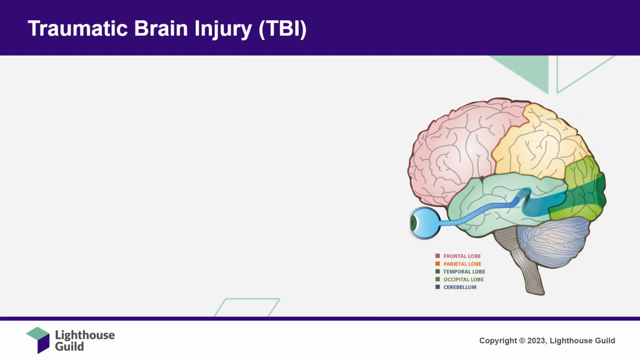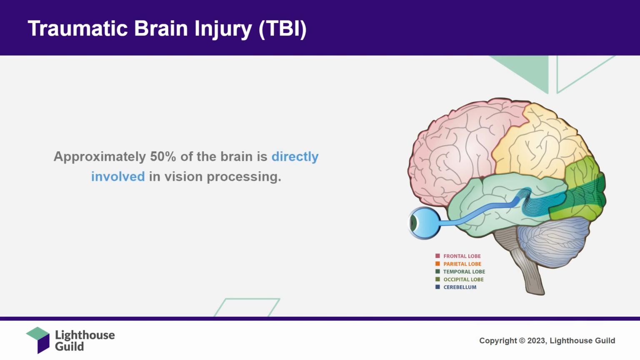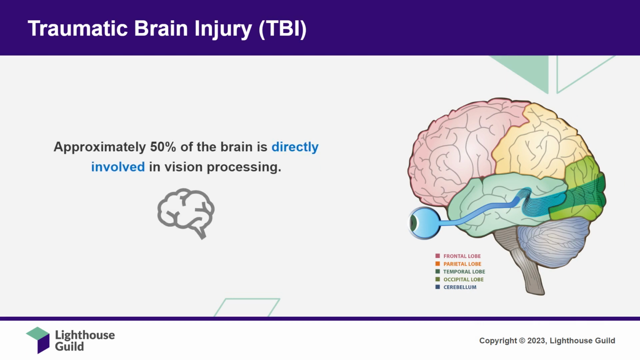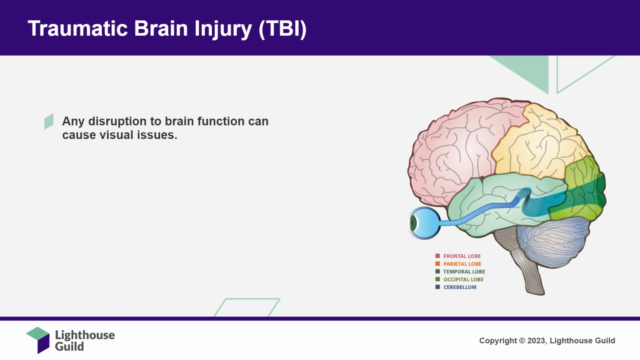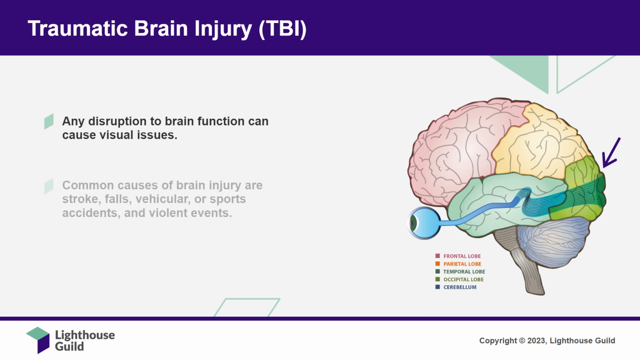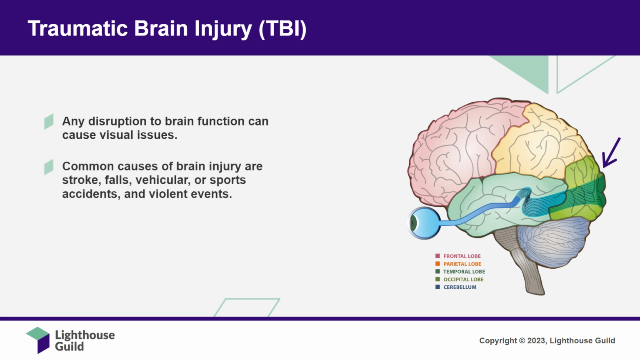Traumatic brain injury, or TBI. Approximately 50% of the brain is directly involved in vision processing. It's not surprising, therefore, that any disruption of brain function can cause visual issues, especially if the brain is damaged in the visual cortex, the area most responsible for visual processing. Common causes of brain injury are from stroke, falls, vehicular or sports accidents, and violent events.